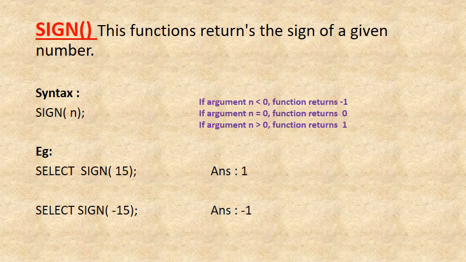We can go through the examples. sign(15). So the argument is a positive number. So the answer is 1. Next example, sign(-15). The argument is a minus value. So the answer is -1.